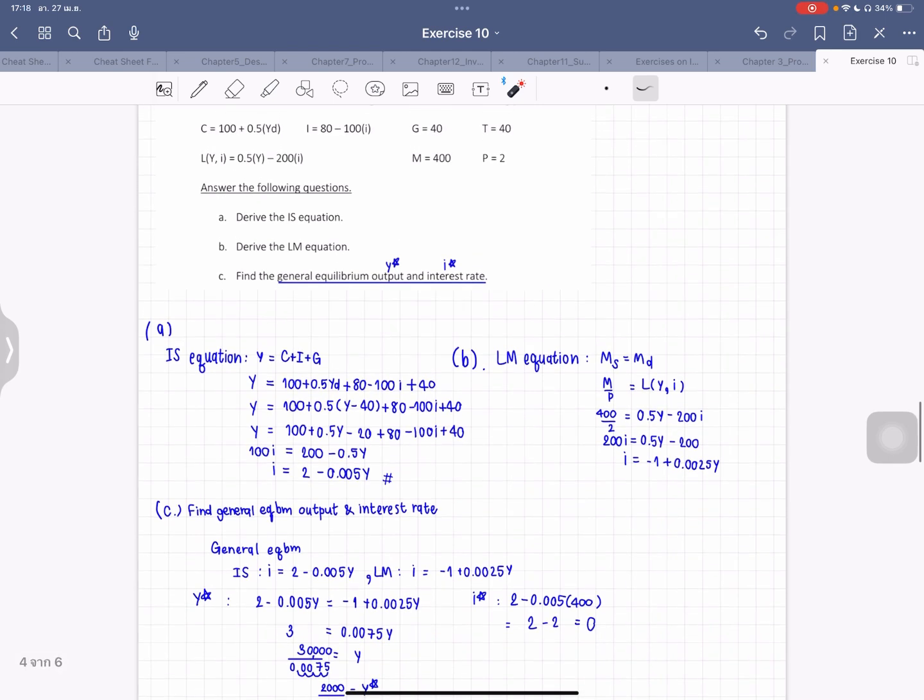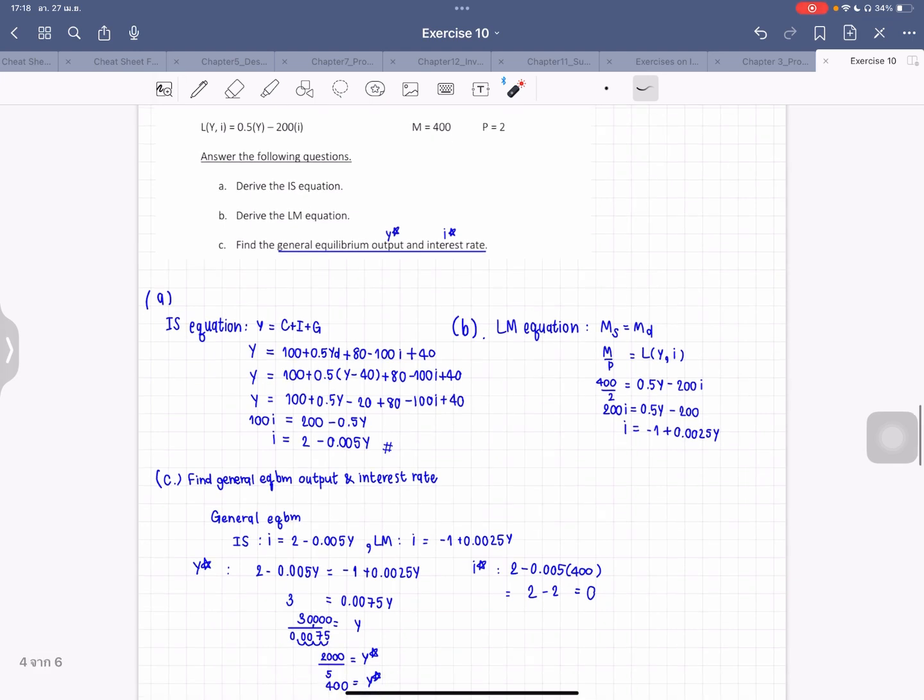So you rearrange I to the left-hand side. 100 I equals 200 minus 0.5 Y. So you can get I equal to 2 minus 0.005 Y in the IS equation.